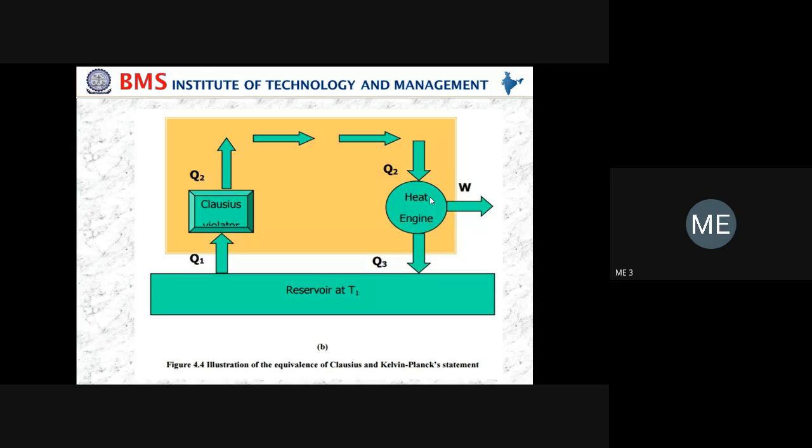So according to the Kelvin Planck statement, we should have minimum two reservoirs. One is a source at higher temperature, and one is the sink at lower temperature. Once again, it violates Kelvin Planck statement. How does it violate the Kelvin Planck statement?